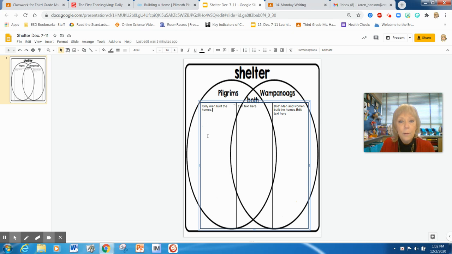My, let's see here, the Pilgrims were like back in England. It is a name of a proper place. How to spell it. Okay. And back here, the Wampanoags' houses were round shaped. Okay. All right, so those are the things.